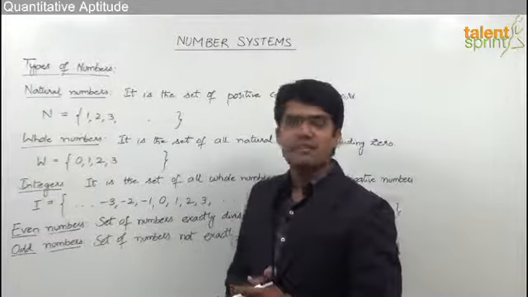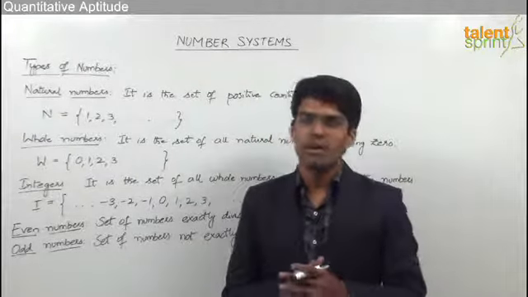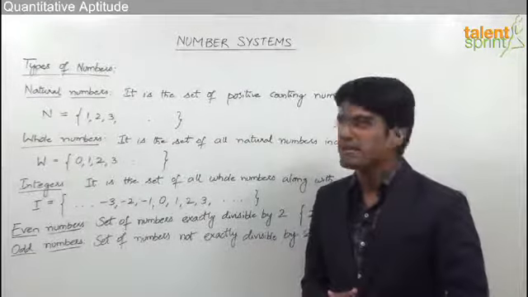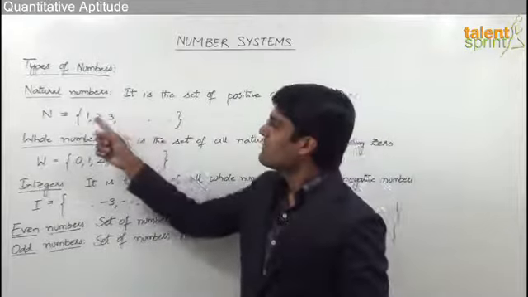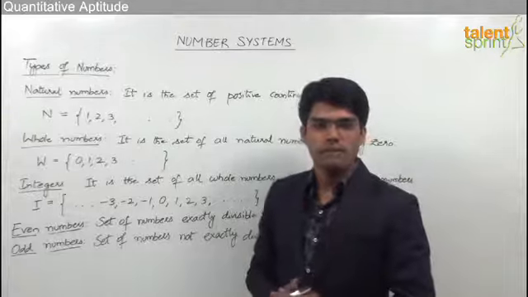The first one here is natural numbers. Natural numbers are those numbers which are used for the purpose of counting. It is a set of positive counting numbers and denoted by the letter N. As you can see here, natural numbers include 1, 2, 3, 4, 5 and so on up to infinity.